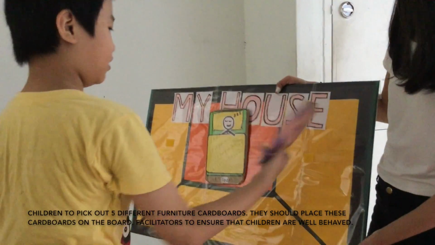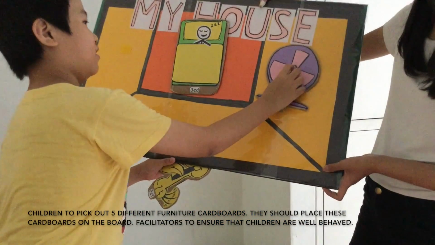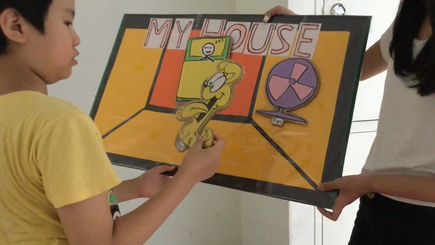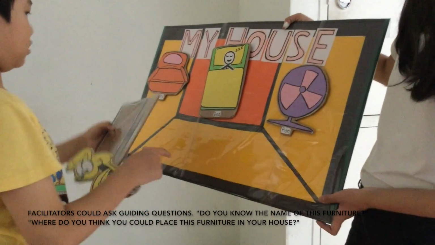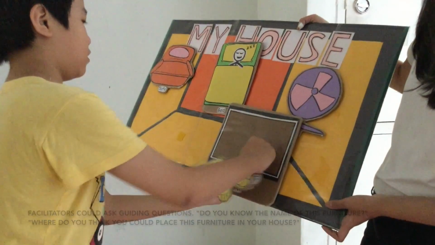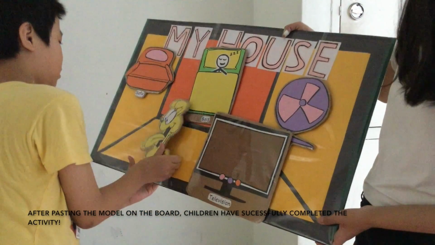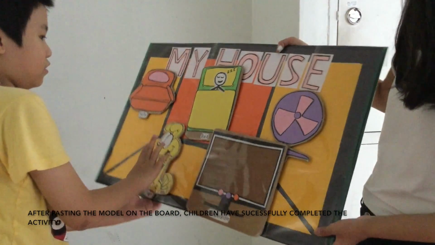Facilitators to ensure that children are behaving appropriately while they are in the inflatable pool. Facilitators could help struggling children by asking guiding questions such as, do you know what is the name of this furniture? Where do you think you could place this furniture in your house? After pasting the models on My House board, children have successfully completed the activity.